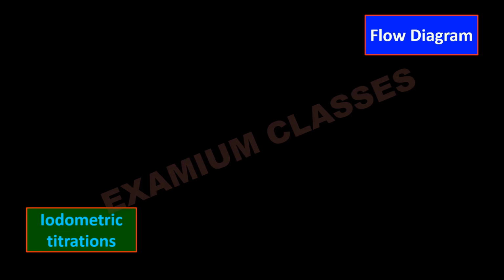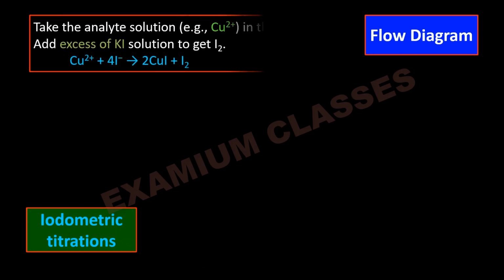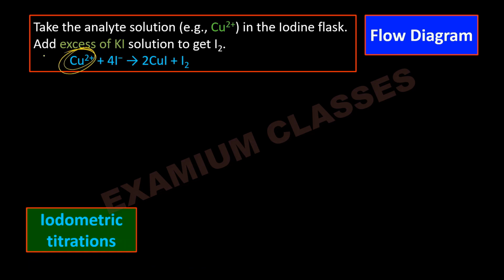Now all the steps through a flow diagram. It is important that you can recall all the steps. First one, take the analyte solution, that is copper sulfate. In the iodine flask, you have to add excess of KI solution to get iodine. Why do you add excess of KI? To ensure that the entire copper sulfate is used. Otherwise, some copper sulfate might remain unreacted. You will get iodine from here.